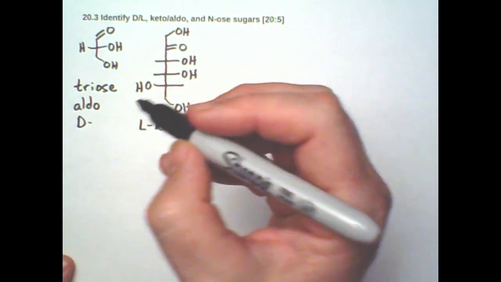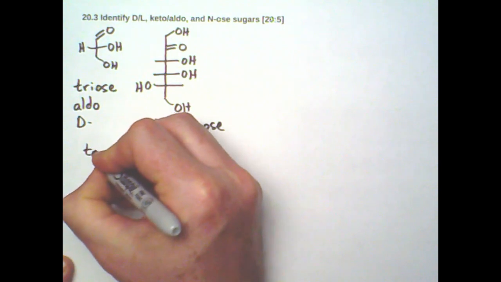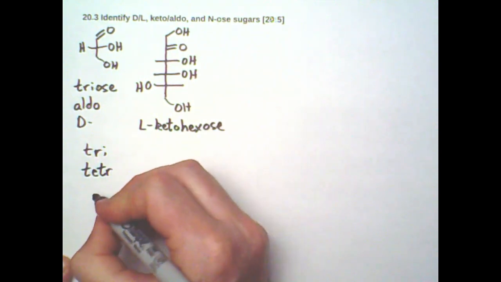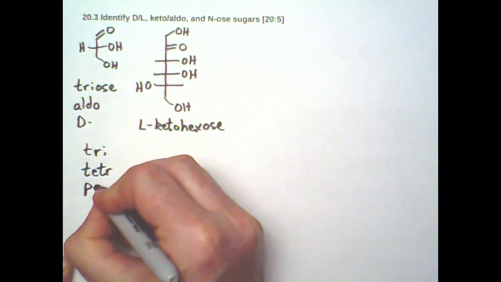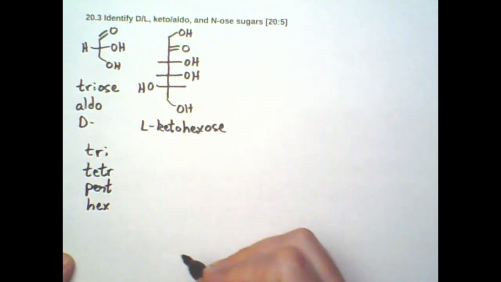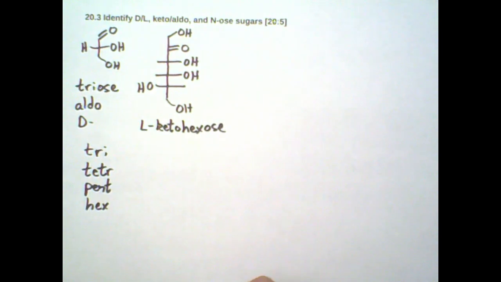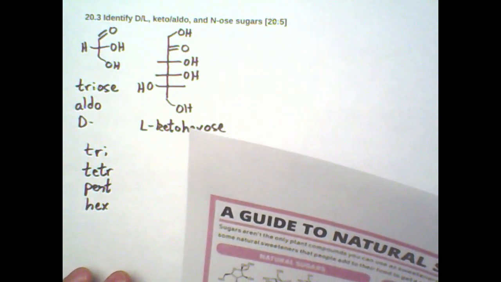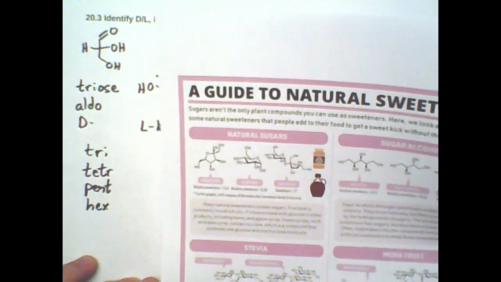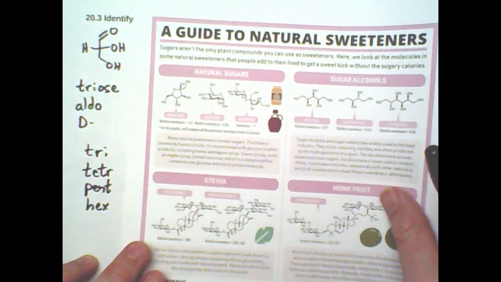And it is that straightforward. You need to know your prefixes: tri, tetra for tetroses, penta, hexa. Those 4 you may have to use, but that's all there is to it. I'm going to now go into a broader application. Let's try to identify these things in some more complicated pictures of sugars.